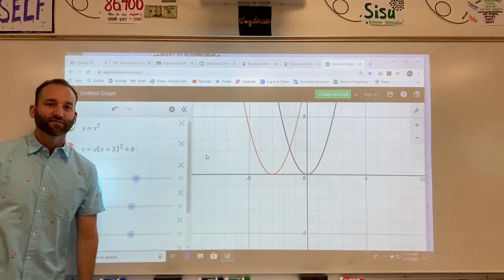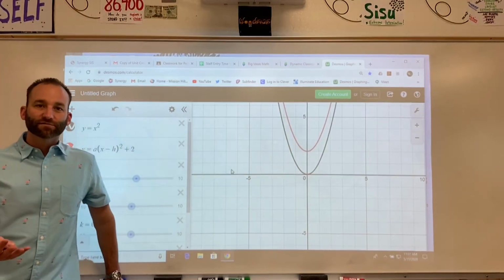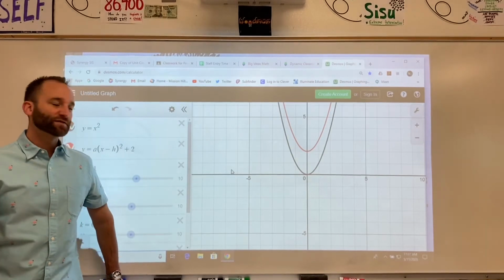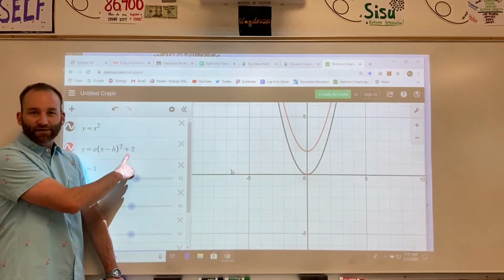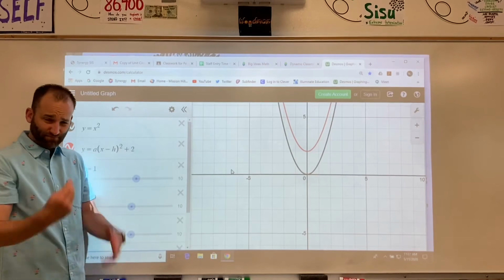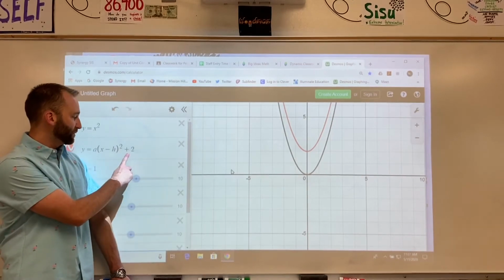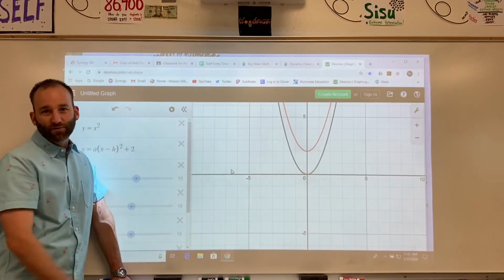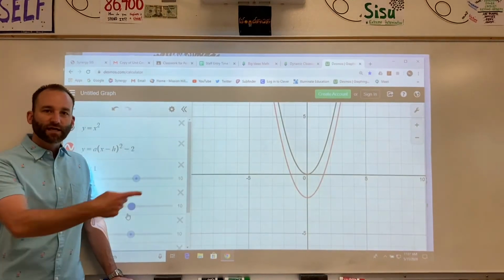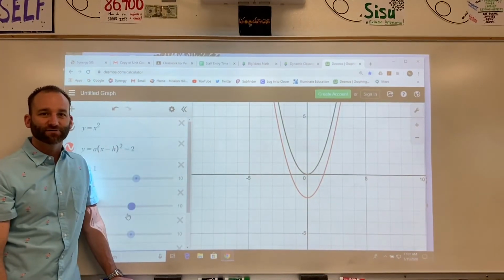Let's check out the k value. What direction did the red graph shift here? Yeah, it definitely moved up. And the reason why, we have a k value of +2. Remember, the k values are exactly the same. So plus means it goes up. What if I put -2 here? Exactly, the red graph would shift down 2.